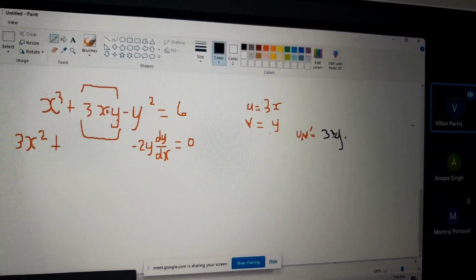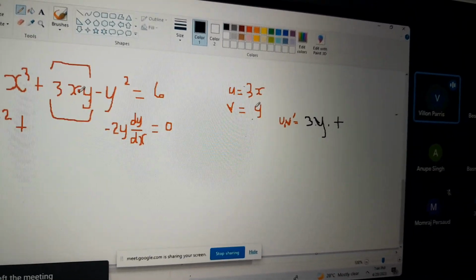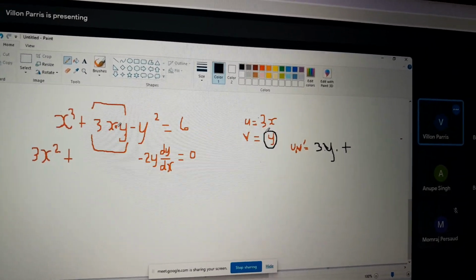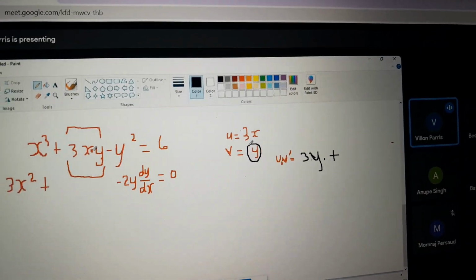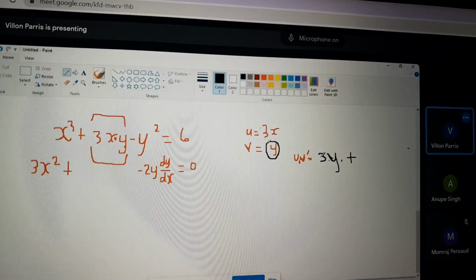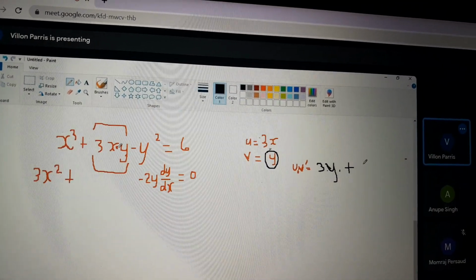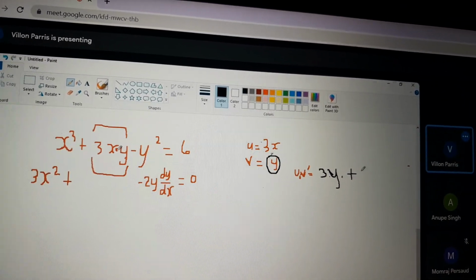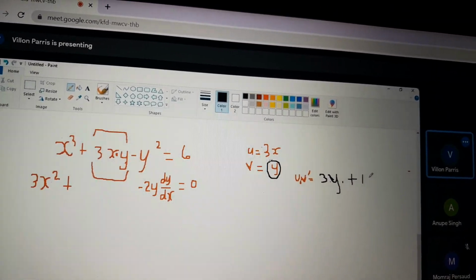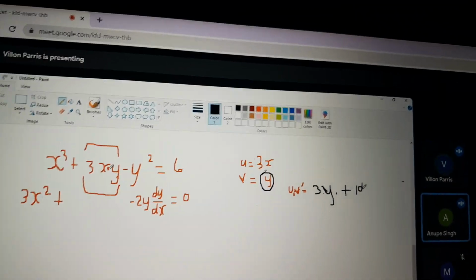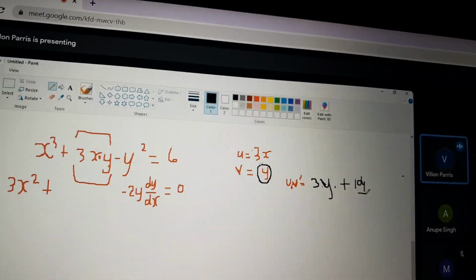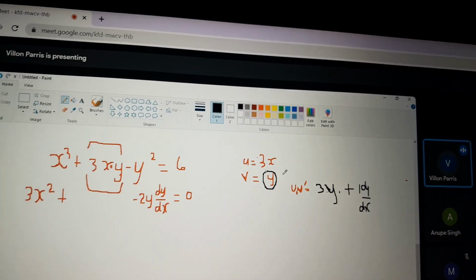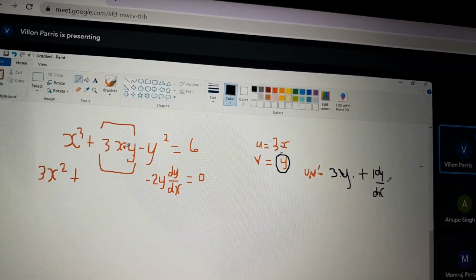Then I have to add that to, this time I differentiate the second. So when I differentiate y, what will I get? 1, sir. Not just 1. 1 dy over dx. Very good. Don't forget that. So now I differentiate the second and I leave the first, which is 3x.